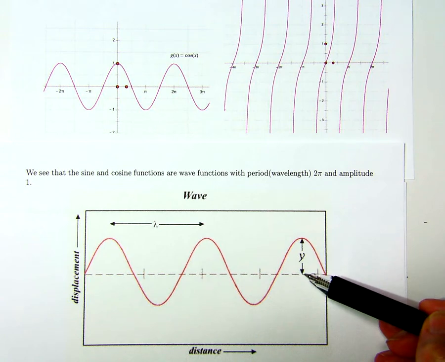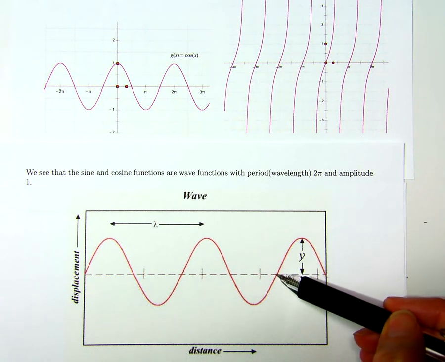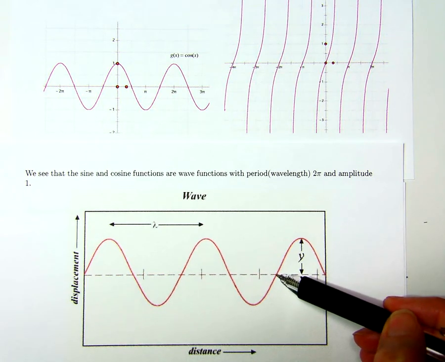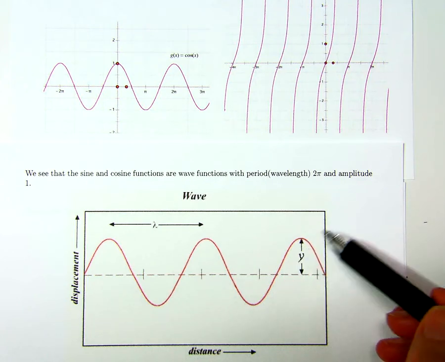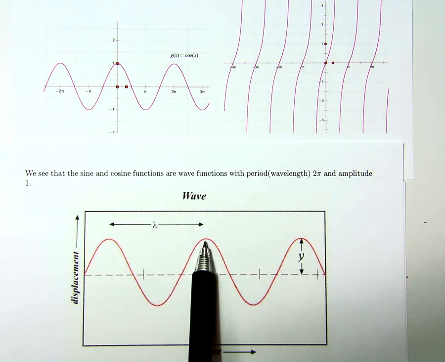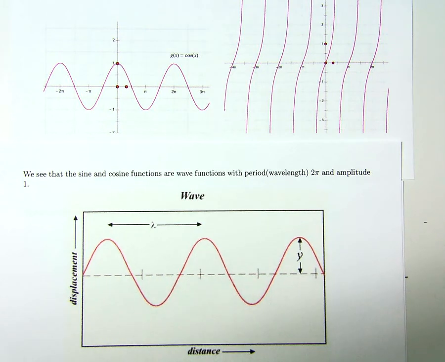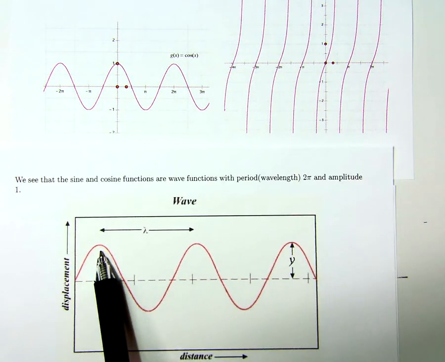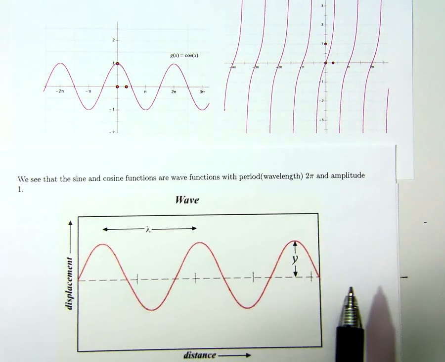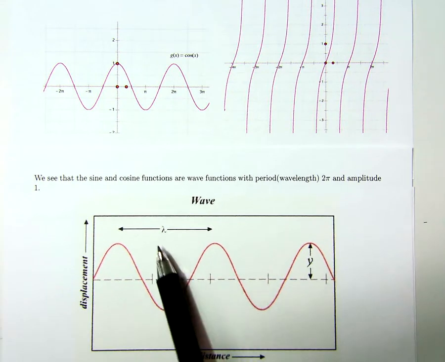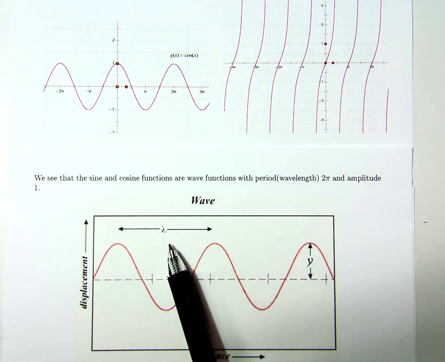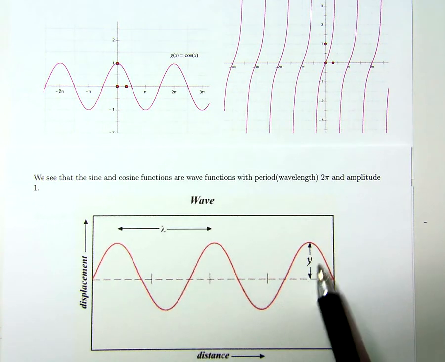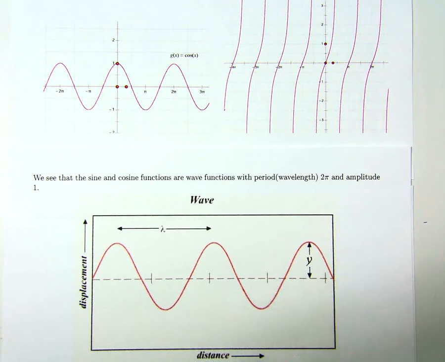It's the distance from the middle of the wave here to the crest of the wave, and the length of the wave is the length of the interval over which the wave repeats itself. So it's the distance from crest to crest, and in our case for sine and cosine, the length of these waves is 2 pi, that's our wavelength, and the amplitude of the wave is 1.